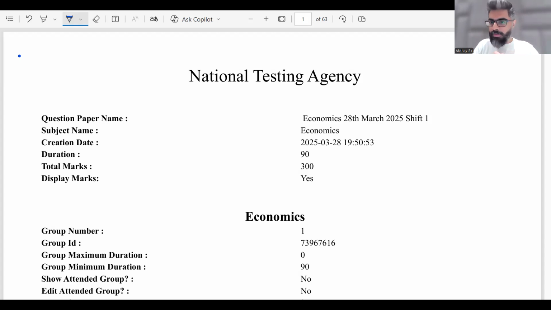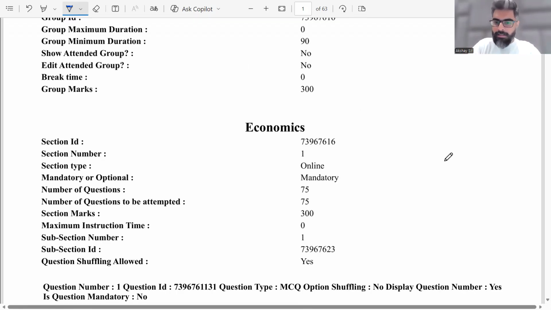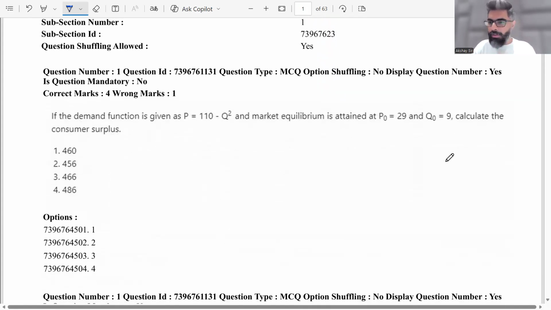The paper was conducted on 28th March 2025. If I scroll down the question paper, it had 75 questions in total, and all these questions need to be attempted. Let's quickly start with the discussion of the first question. These are all multiple choice questions coming from microeconomics, macroeconomics, statistics, econometrics, Indian economy, all these modules.